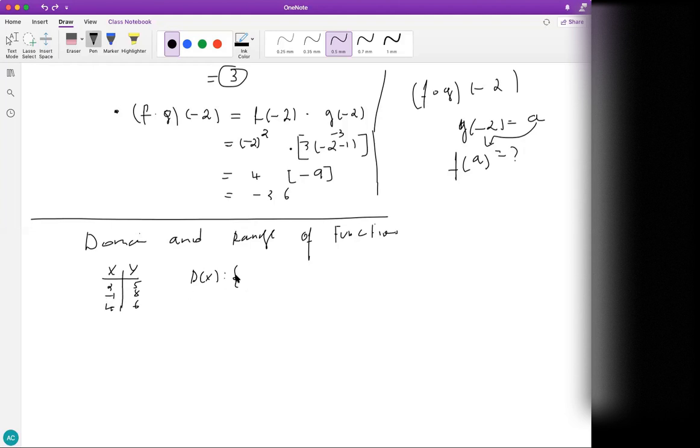The lowest here is -1, then 2, and 4. And what is the range of this function? The range is the values of y, which are these: 5, 8, 6. That's right, 5, 6, 8. You also arrange them from the lowest to the highest.